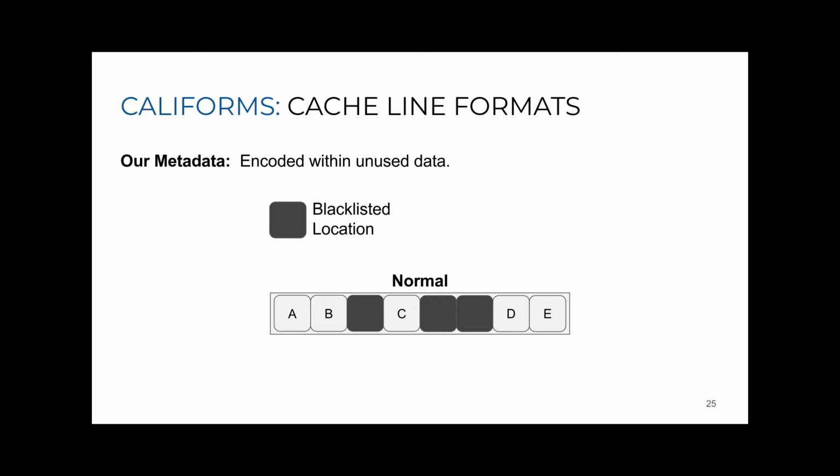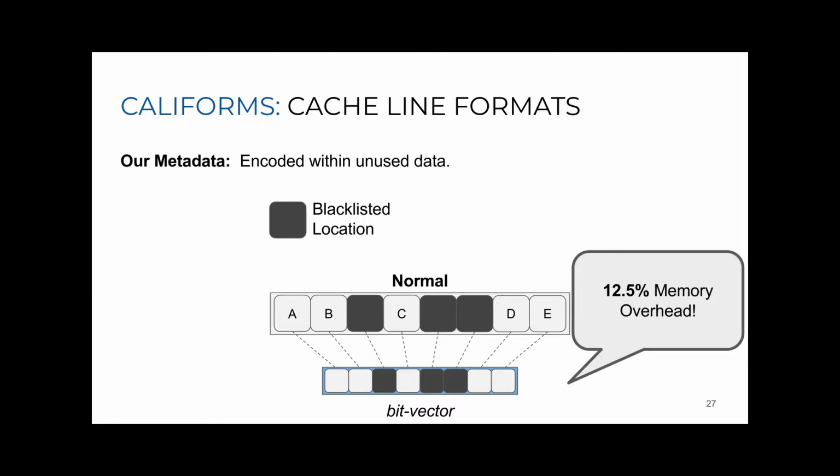Now, let us imagine a cache line with some blacklisted locations. In this case, one simple way to identify those locations is to use a single bit of metadata for every normal byte. This is called bit vector format, and it has the benefit of fast lookup. However, it also introduces 12.5% memory overhead.